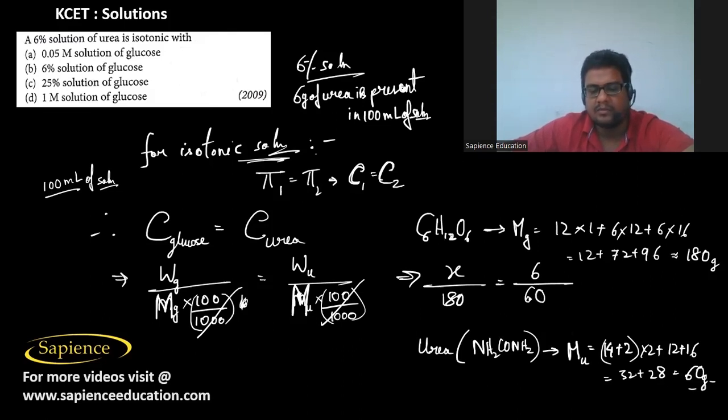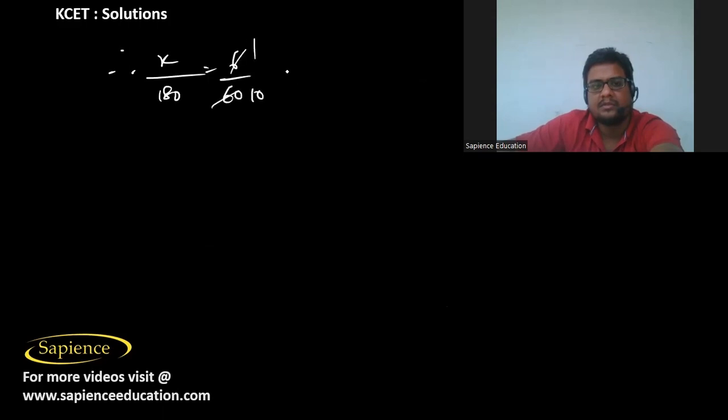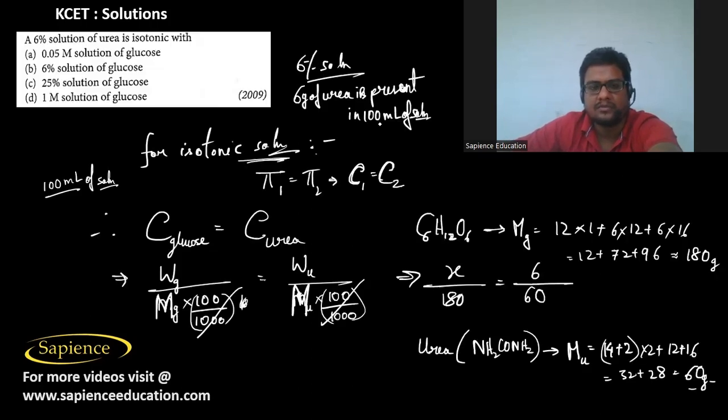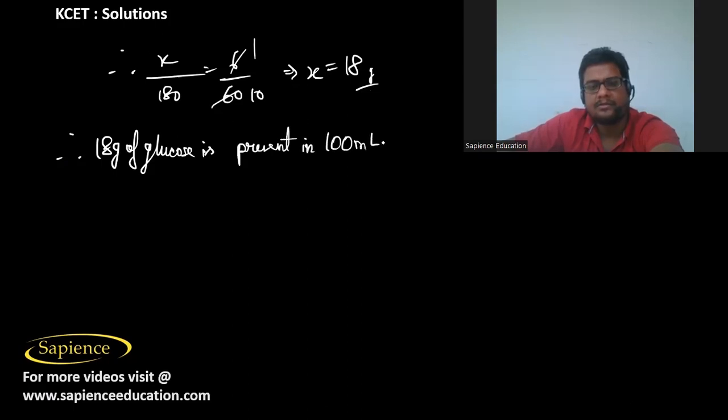Okay, so we have to find out x. Therefore x by 180 is equal to 6 by 60, which is 1 by 10. So x will be equal to 18. So 18 gram of glucose has been used. Therefore 18 gram of glucose is present in 100 ml of solution.